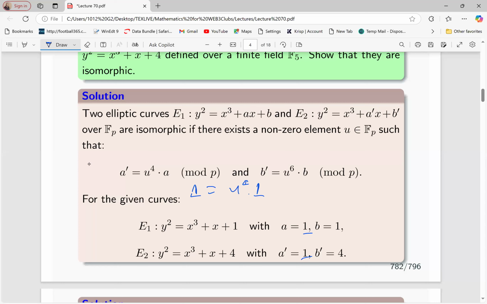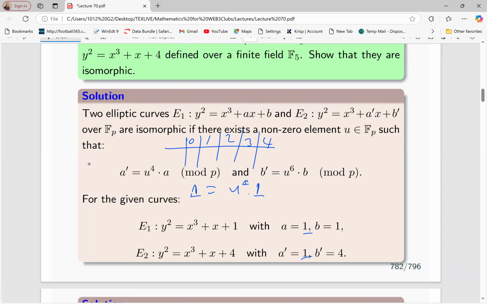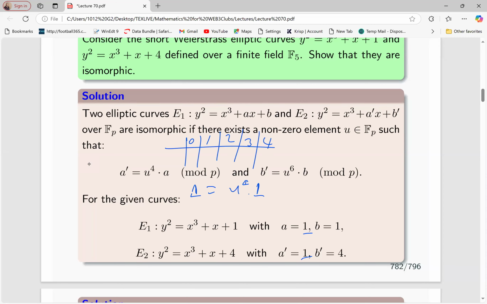So I want to find what is u. And of course, we are doing this mod 5. So mod 5 has elements 0, 1, 2, 3, 4. So u must be one of these. We just want to find out which one it is. Take, for instance, 0. 0 raised to 4 times 1 does not give you 1. So u is not 0.